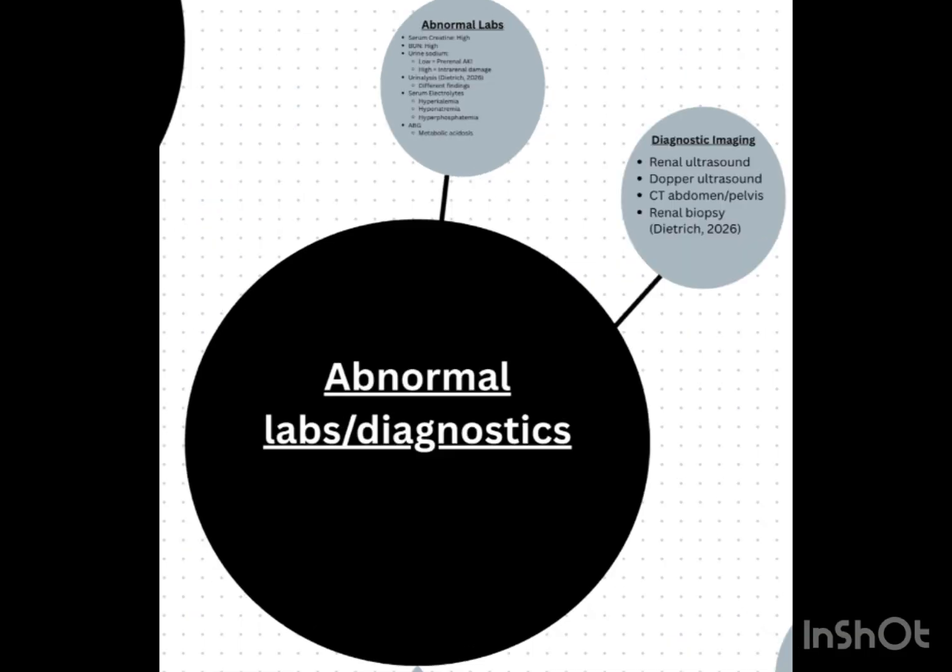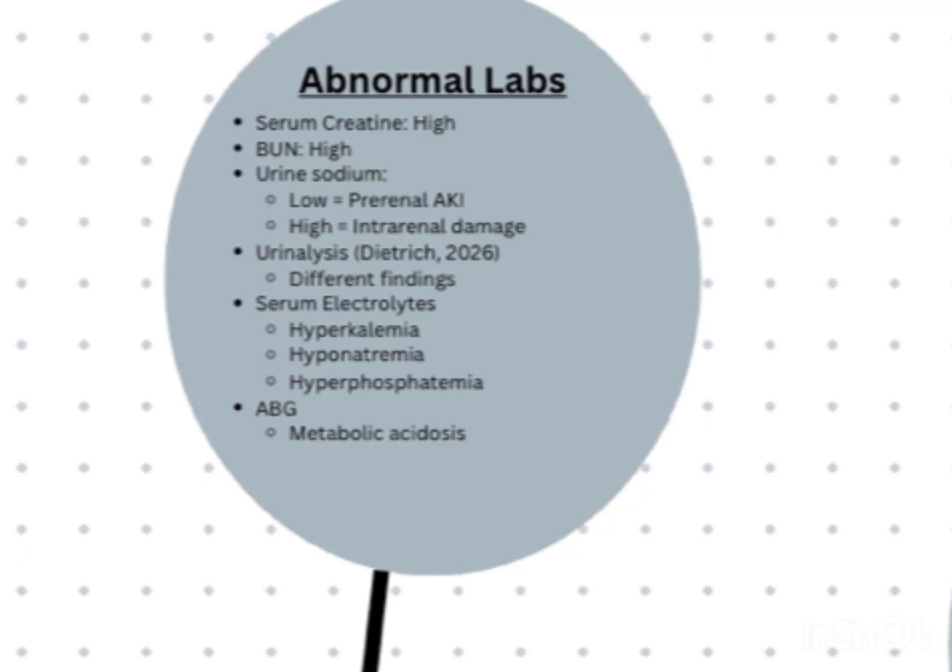Next, we check for abnormal labs and diagnostics. So we check for serum creatinine and BUN, and those are usually elevated. Urine sodium: low urine sodium points to pre-renal AKI, and high urine sodium indicates intrarenal damage. Electrolyte panels reveal hyperkalemia, hyponatremia, and hyperphosphatemia. I don't know if I'm pronouncing that right. Anyway, and any ABGs, it typically shows metabolic acidosis.